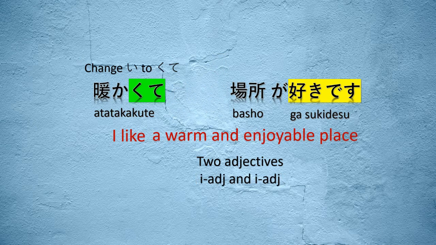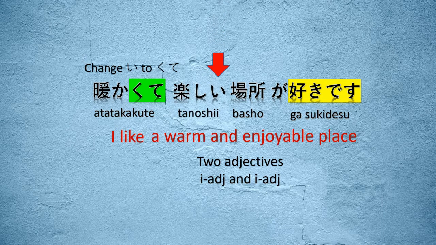Now, what if it is another i adjective? Enjoyable. So, the word for enjoyable is tanoshii. Again, we do not change anything. Atatakakute tanoshii basho ga suki desu. I like a warm and enjoyable place. Again, remember, change i to kute.